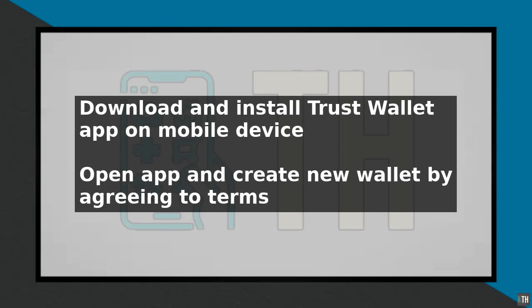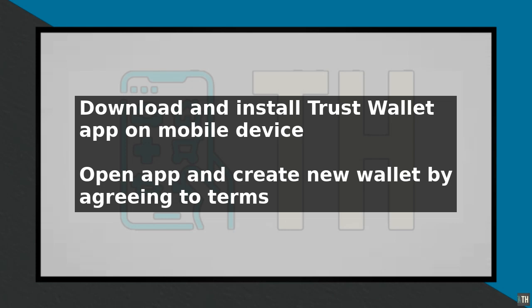To make Trust Wallet activate, you need to download and install the Trust Wallet app on your mobile device. Once the app is installed, open it and click on Create a new wallet. Then review and agree to the terms of service.